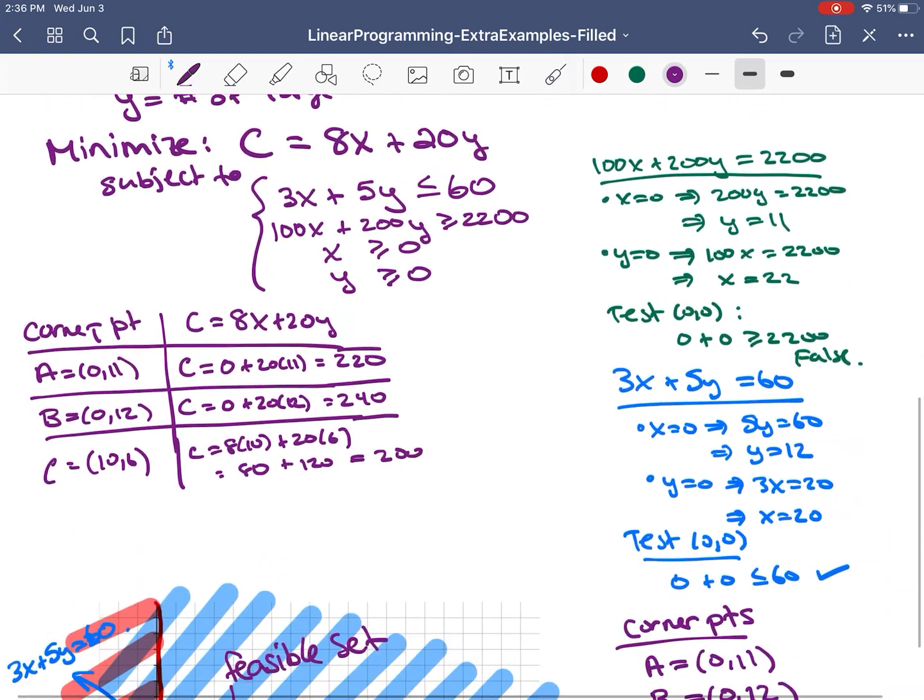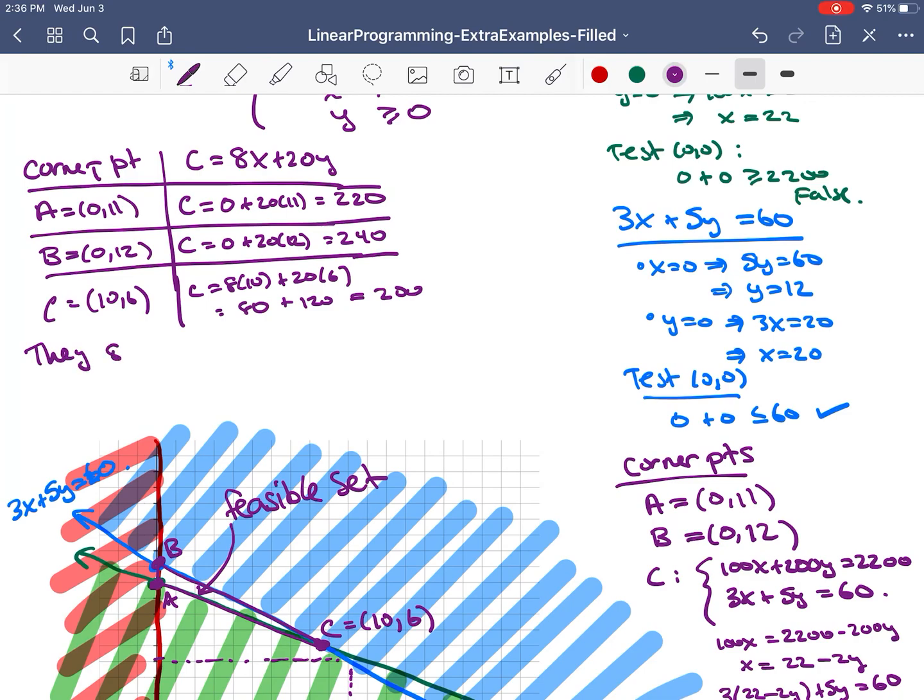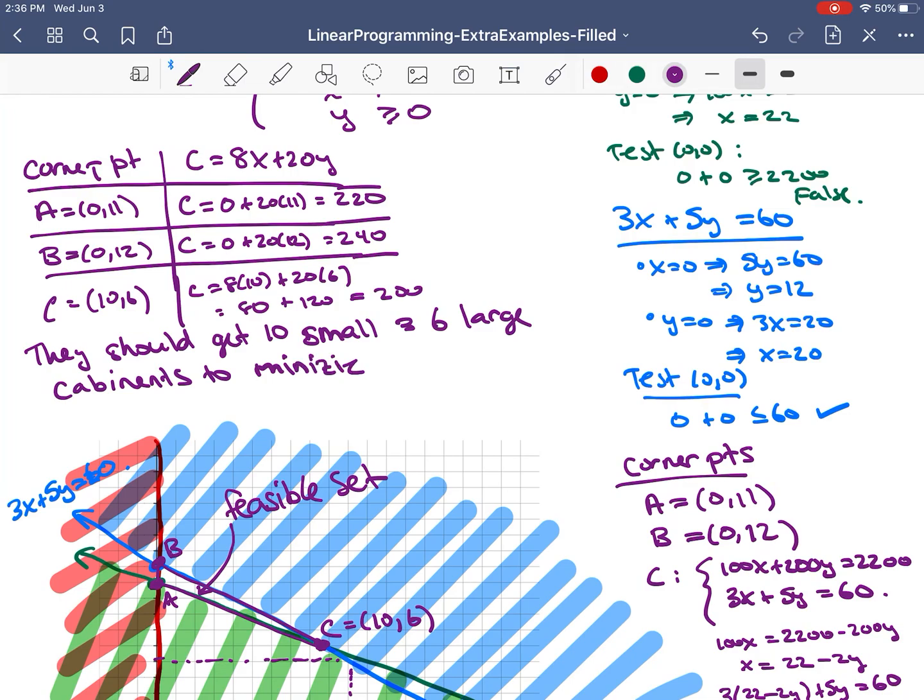How many of each type should they buy in order to minimize the cost? So they should get, I lied, sorry, 10 small and 6 large cabinets to minimize cost to $200 and be able to store at least 2,200 records.